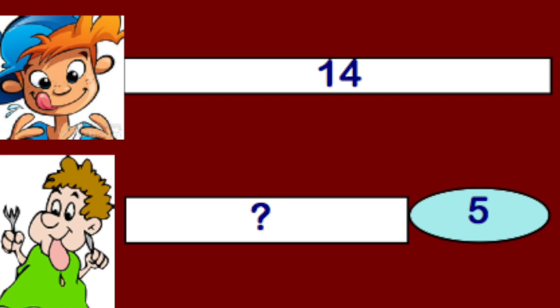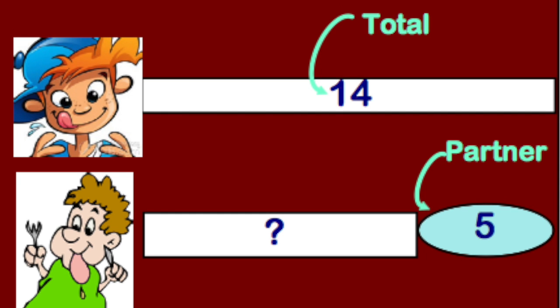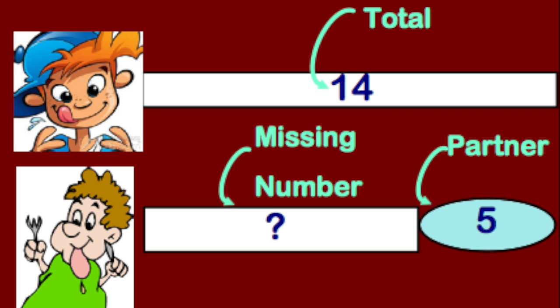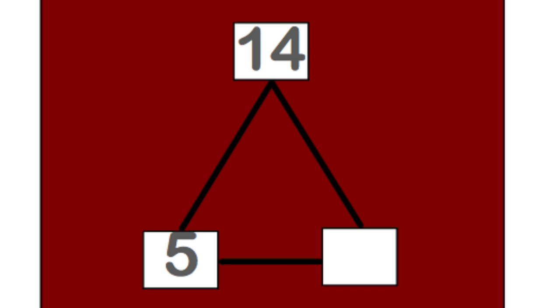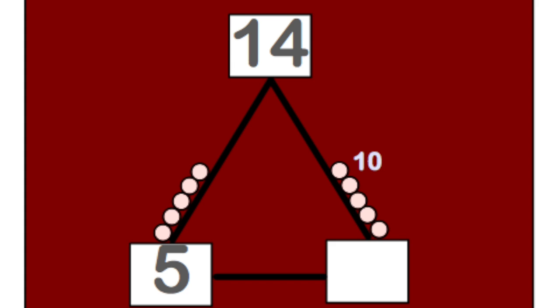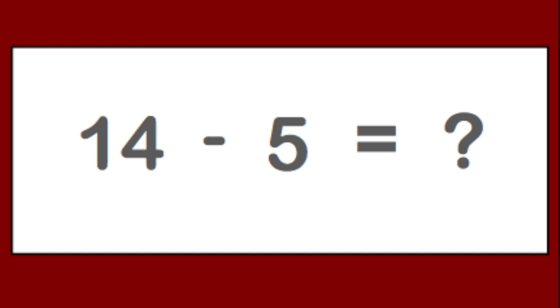Students will be able to visually see which numbers they know, the total and one partner, and they are solving to find out the other partner. They can use one of the strategies they know to find the missing number. Ultimately, I could use a circle drawing and draw 14 circles and subtract 5 of them. I could use a math mountain and use the counting on strategy. Students can make an equation if they are automatic with their math facts and fill in the missing number.